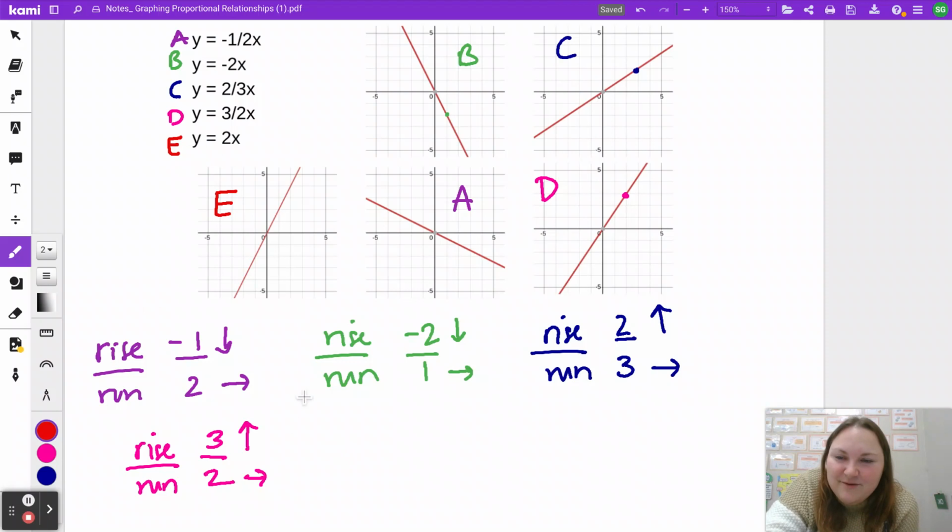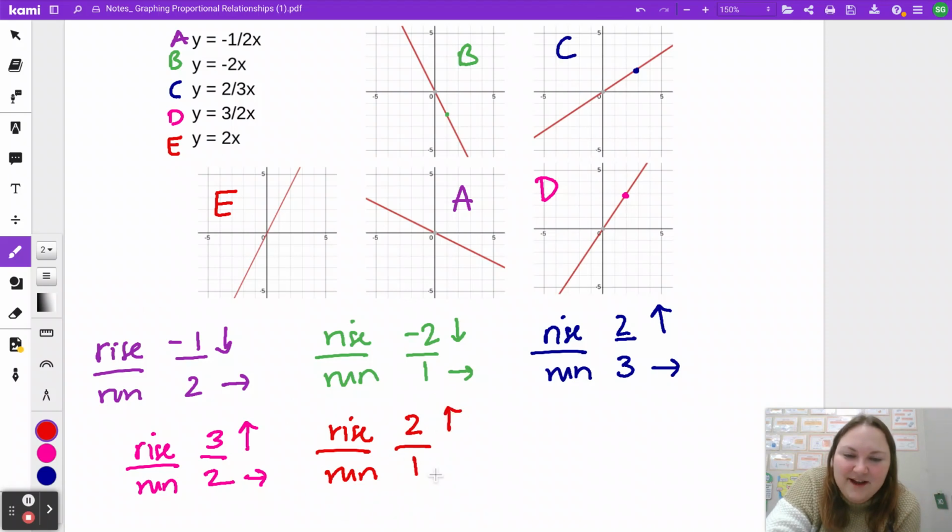Our slope for equation E is 2, so that means rise over run. I'm rising 2 and running 1. I'm going up 2 boxes and over 1. And I can double check, up 2 boxes and over 1. Yep, that matches this graph here.